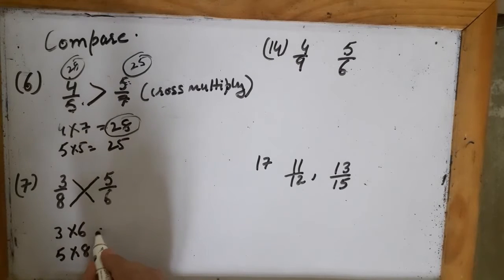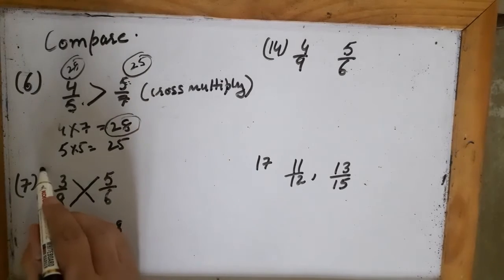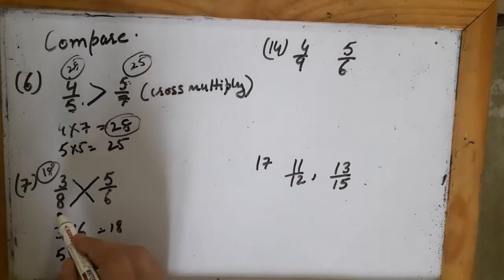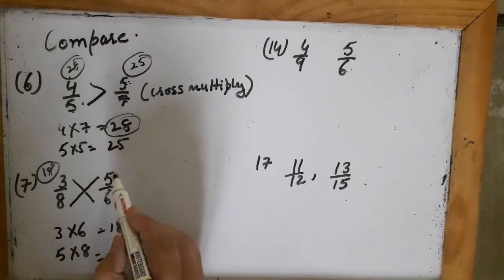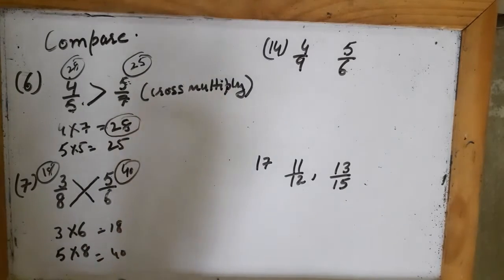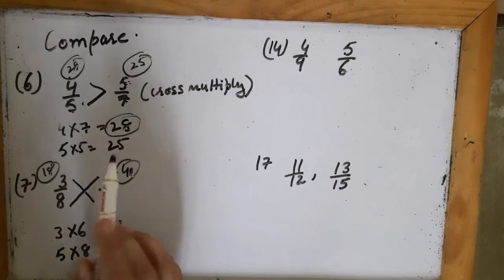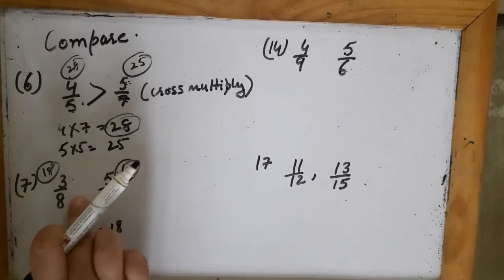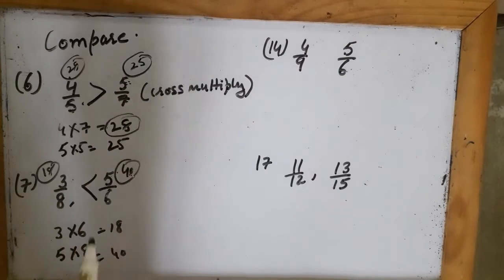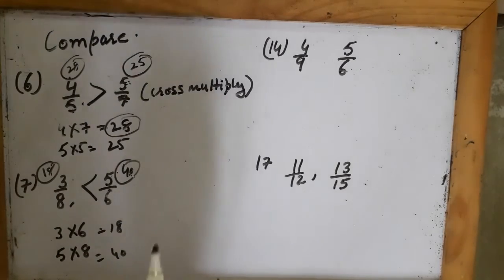So 3 6s are 18, so 3/6 gives 18, and 5 8s are 40, so 5/8 gives 40. Which is bigger? This 40 is bigger and 18 is smaller, so the fraction with 40 is bigger. So you can cross multiply and get the answer. Now what is the second method?